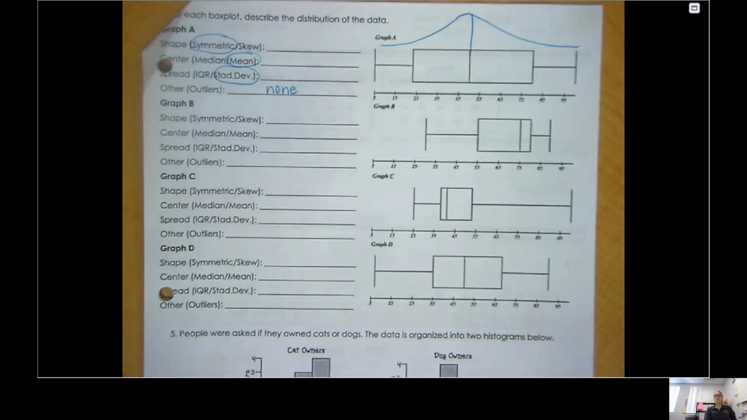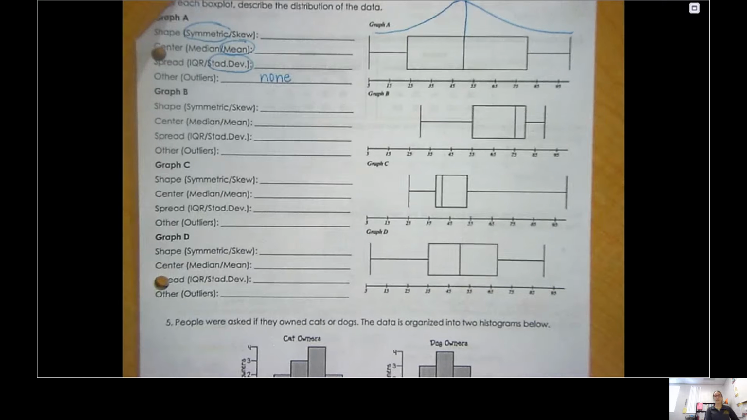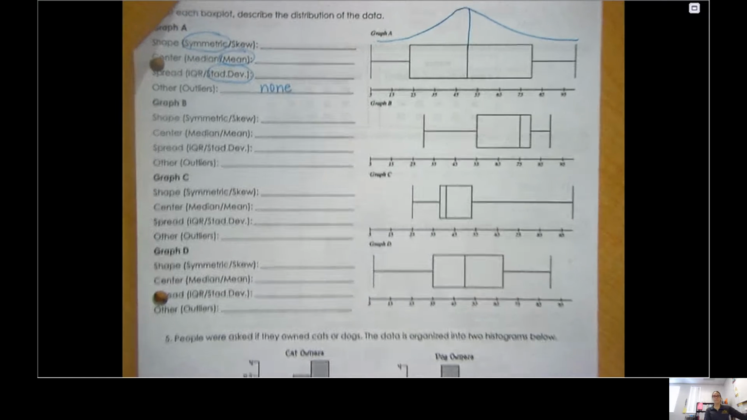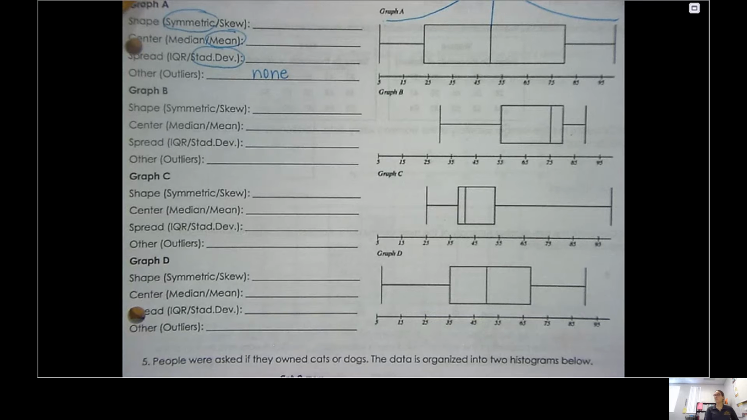Work with people at your table. B, C, and D. Work on these 3 right here. Go ahead and give them a try. Just a little bit, but if it's really close to being symmetric, it's symmetric. Your data's not always going to be perfect, but if it's close, go with whatever it's closest to. It's close enough that I would say it's not perfect.